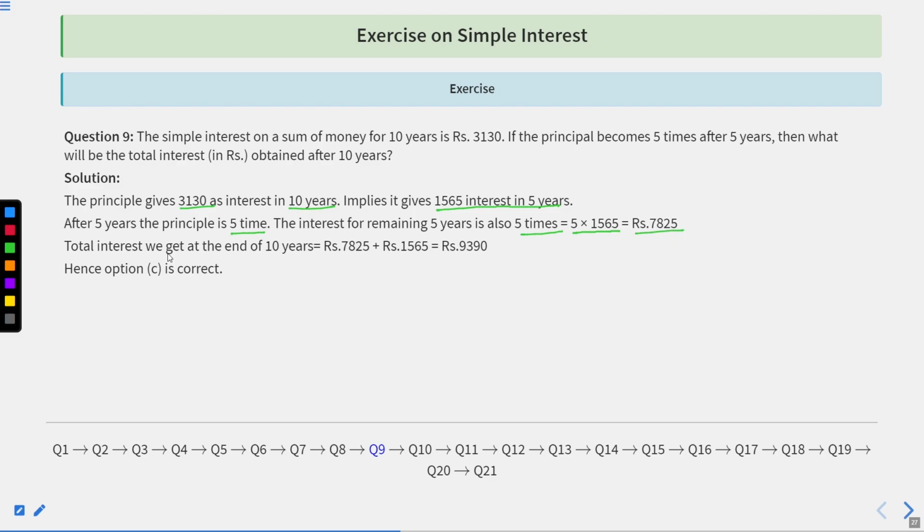So the total interest we get at the end of 10 years is equal to 7,825 plus 1,565. That is equal to 9,390. So the correct option here is option C.